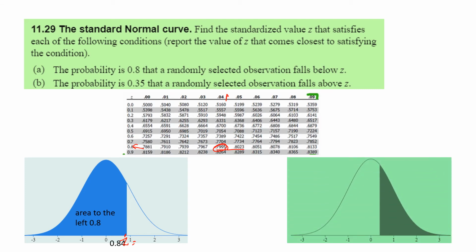For B, the probability above that particular point z is 0.35, so I'm looking for a point z such that the shaded area above it is 0.35. But when I'm using my table, I can only use the area to the left. So the area to the left will be 1 minus 0.35, which is 0.65. So I have to look for 0.65 here. I have only these two points, so the closest will be 0.39, 0.3 and then 9 here.